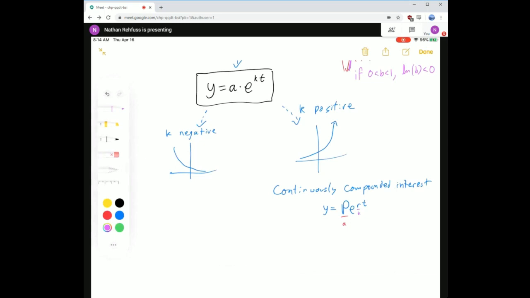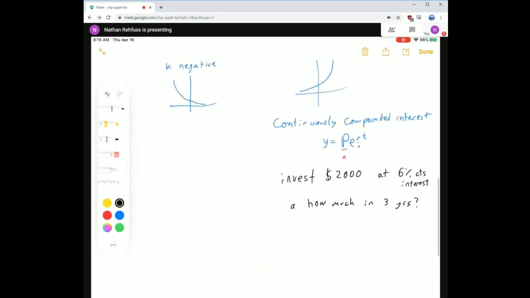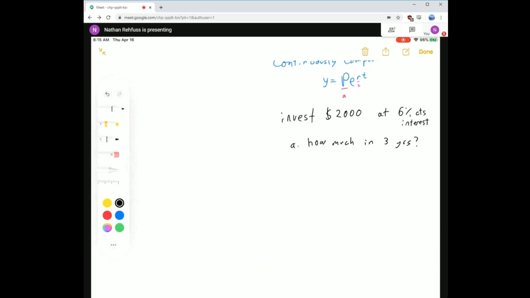So for example, if I said I want to invest $2,000 at 6% continuous interest, and I want to know how much in 3 years, I'll call that part A. Then I would say, well, my principal is 2,000. So I'd write y equals 2,000 e to the 0.06. That's my interest rate. Always has to be a decimal times t.